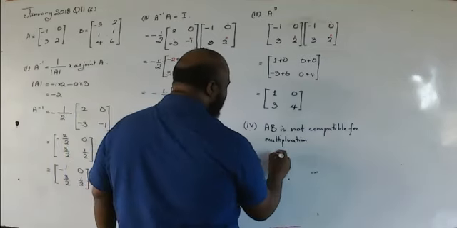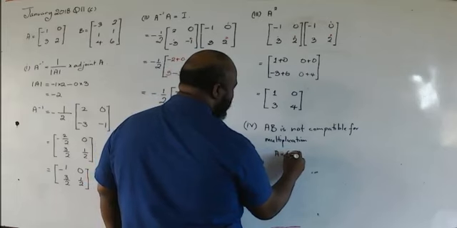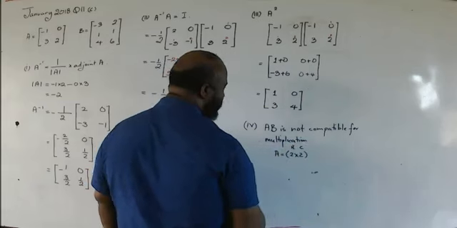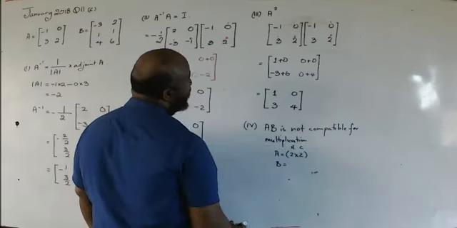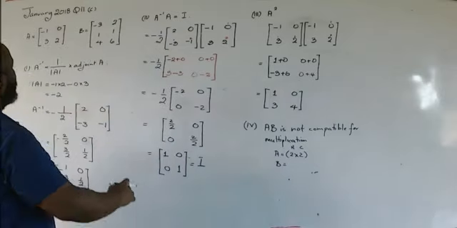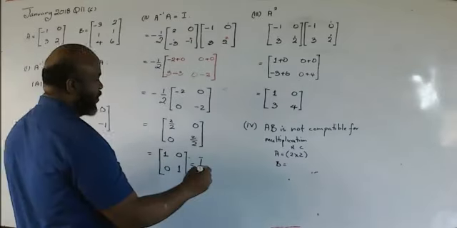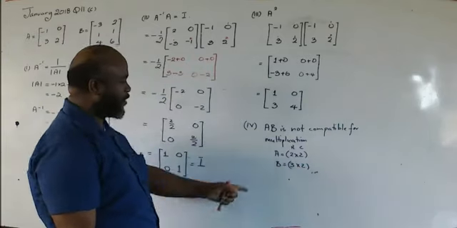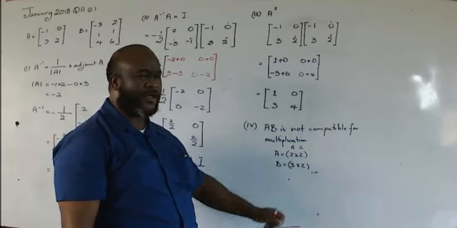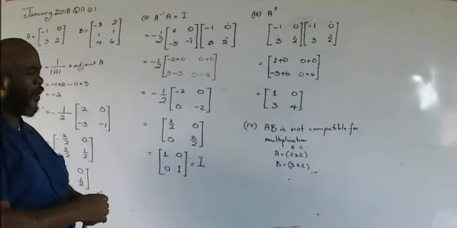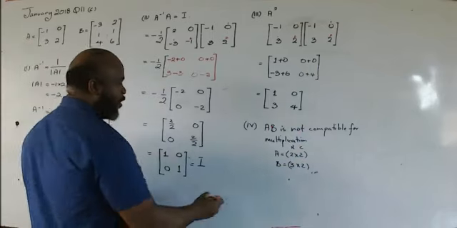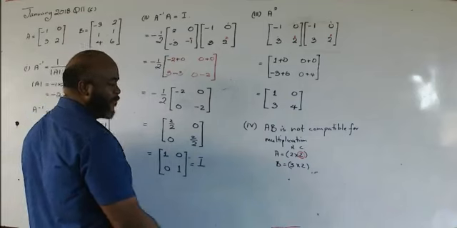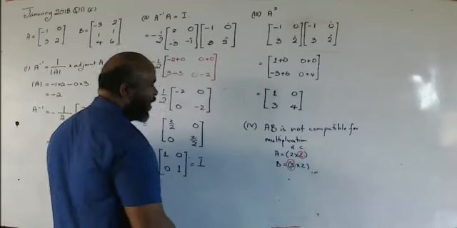Now A is a 2 by 2 matrix: 2 rows and 2 columns. B is a 3 by 2 matrix: 3 rows and 2 columns. What is the number of columns in the first? 2. What is the number of rows in the second? 3.